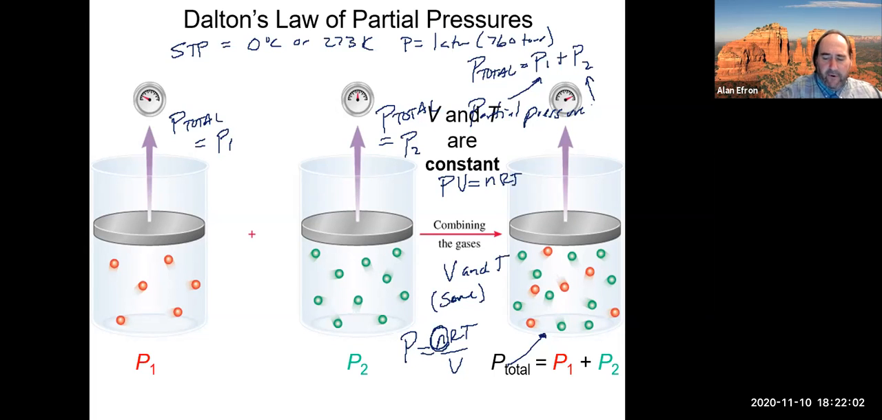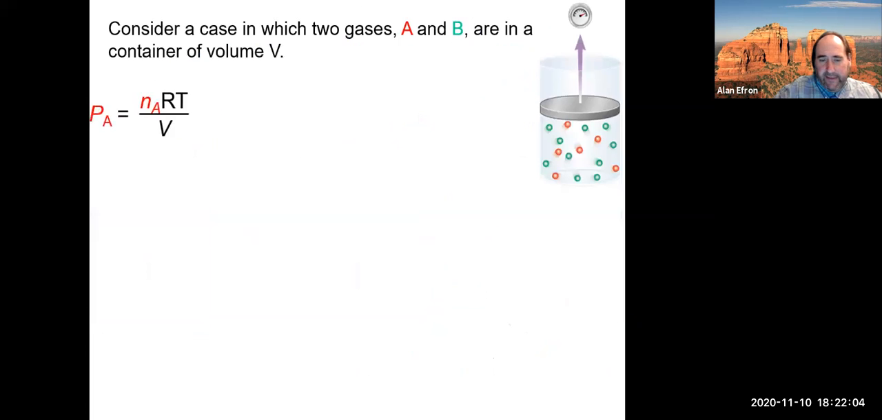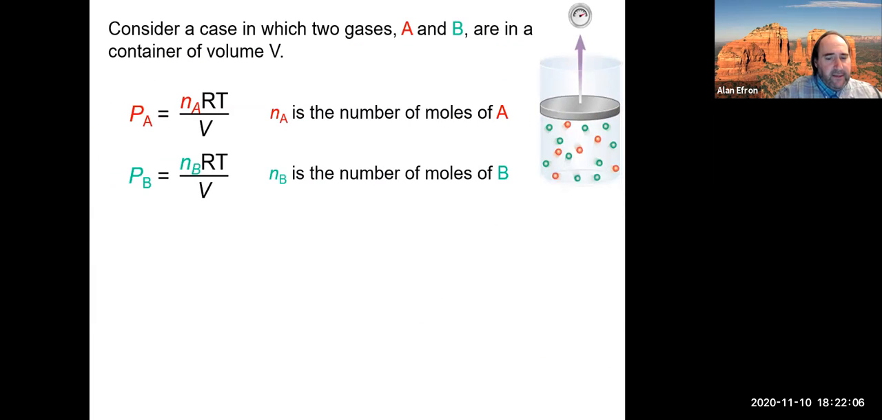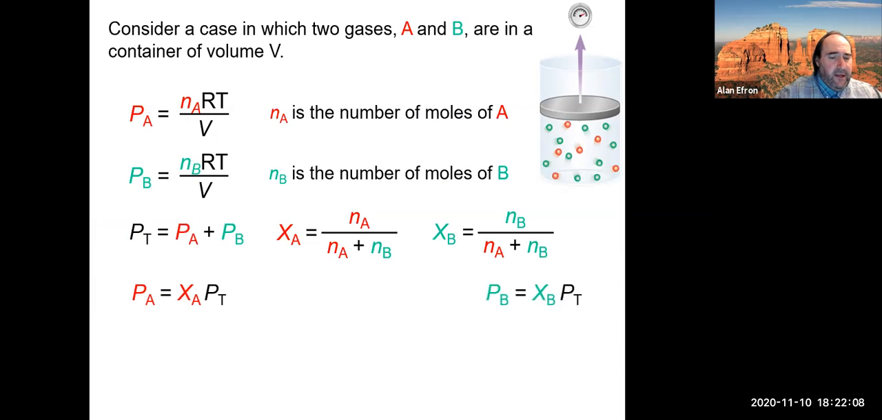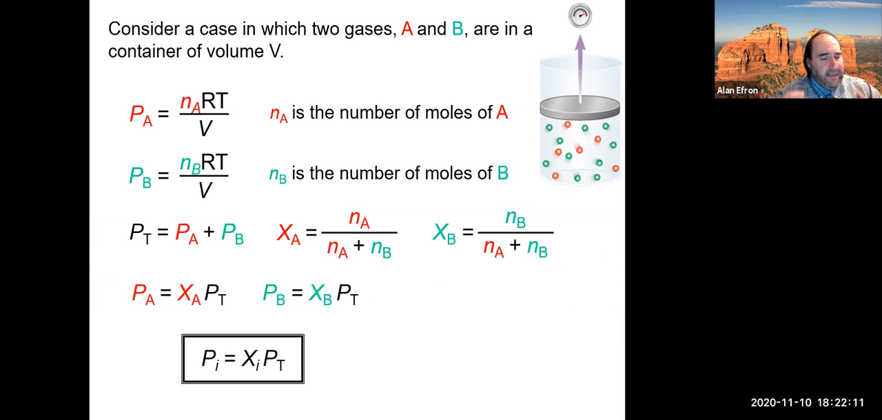So like I said before, the easy way to calculate it is simply to solve the ideal gas law individually for every gas that's in there. And then when you want the total pressure, you just add up all the partial pressures together. So if there are two gases, you add up the partial pressures of those together. Three gases, you add them all together.